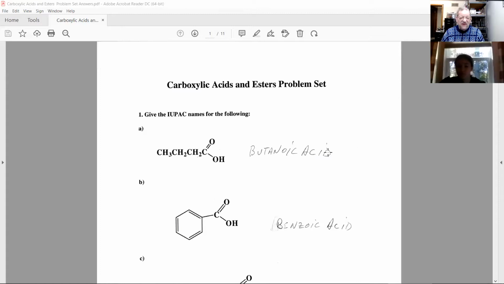All right, everybody see the carboxylic acids and esters problem set. All right, thank you, Megan. On test number 3, there'll be nomenclature questions, just like 2 and 1. And there are 2 types. One is give the IUPAC name for the following, and the other you'll see draw the structure from the name.